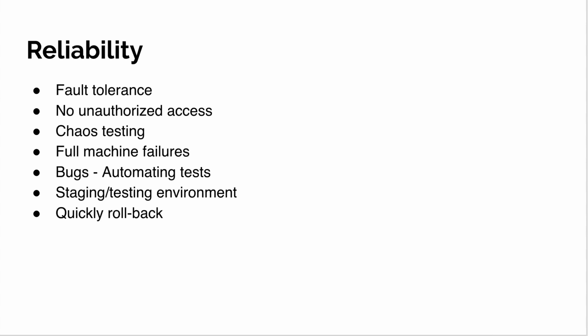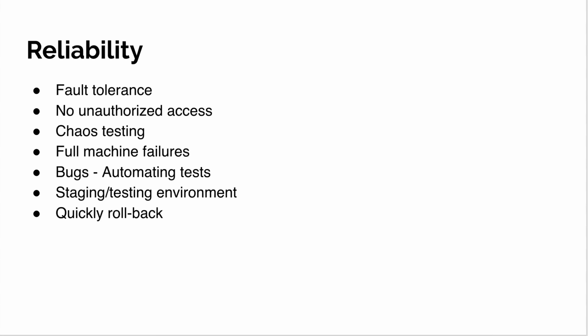So reliability is fault tolerance from human, software, or hardware faults. The system should be able to ensure that there is no unauthorized access and that the output is as expected per design, and the performance is good enough for the application to be usable. Deliberately doing chaos testing helps with finding out issues in the system. Hardware components also fail on a regular cadence. So designing for full machine failures is very important as part of reliability.